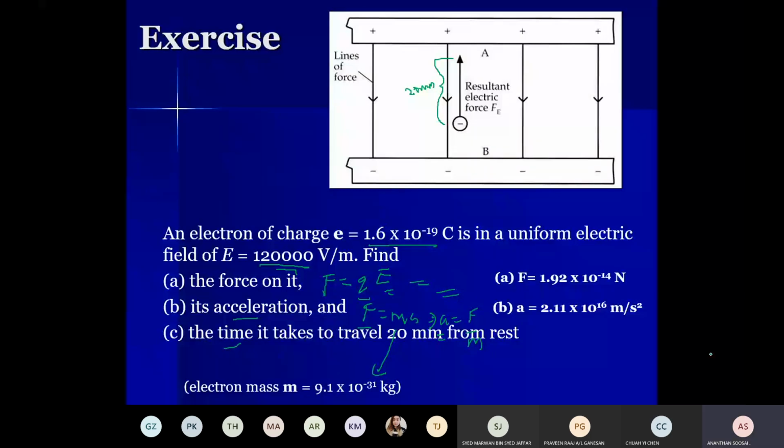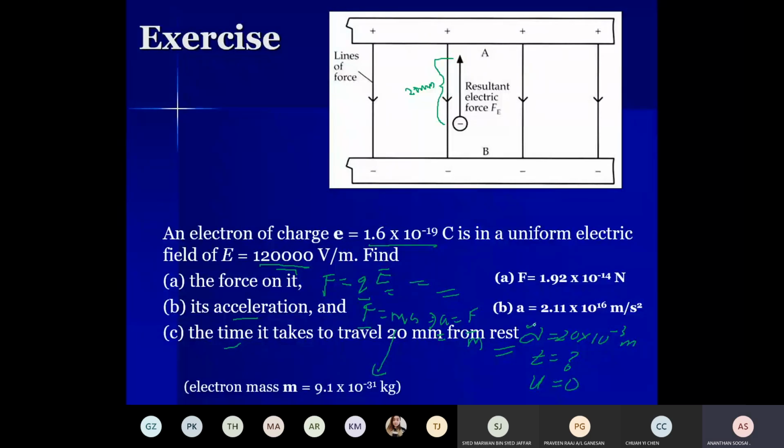So SUVAT, do you have three pieces of information? What are the three pieces of information you know? The total distance. You know the distance, which is 20 mm, so 20 times 10 to the power of negative 3. Put it in meter. What else do you know? Because you need to find time. Do you know U, the initial velocity? Do they say anything? Do they start with moving? It's from rest, so U is 0.